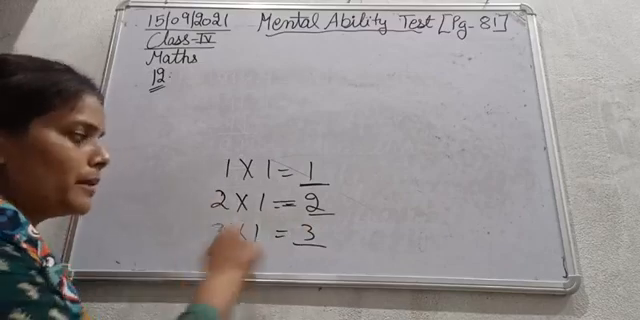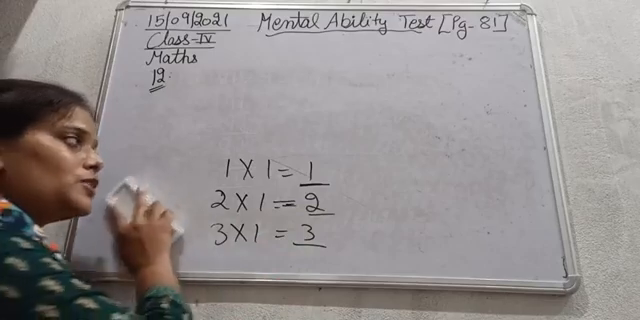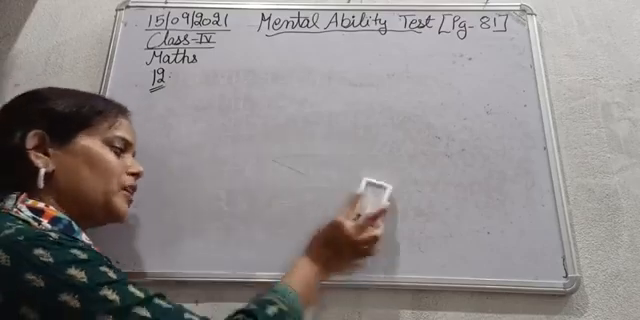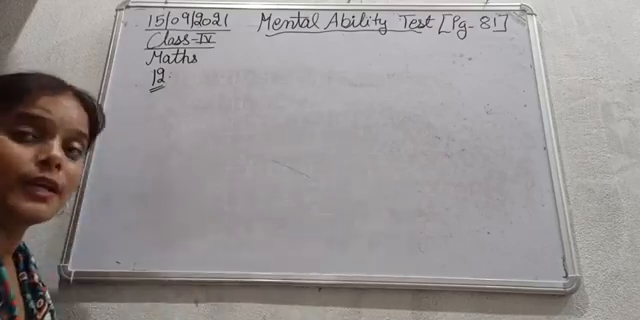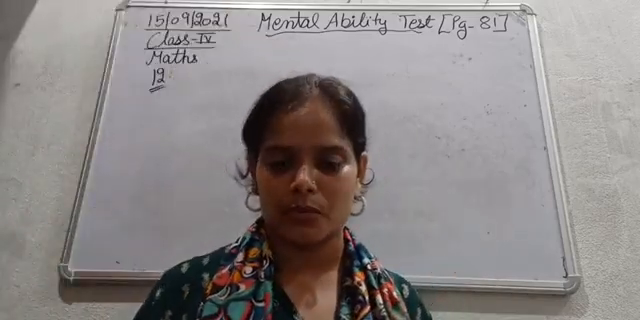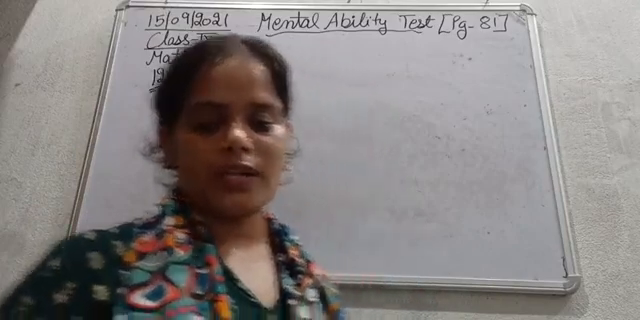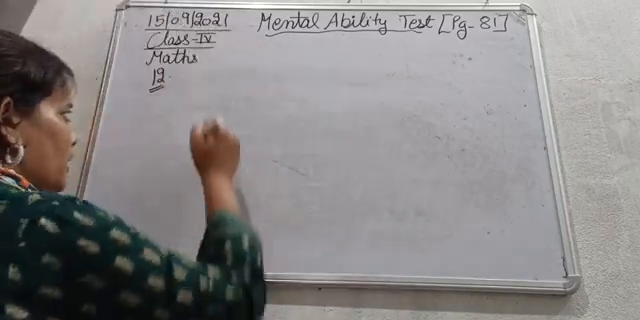Okay, see, you multiplied 2 and got 2, multiplied 3 and got 3. So that means 1 is not the multiple of every number. Every number is the multiple of 1. Okay, this is our first property that we have done as well. Question: is 1 a multiple of all numbers? No, 1 is not the multiple of all numbers.